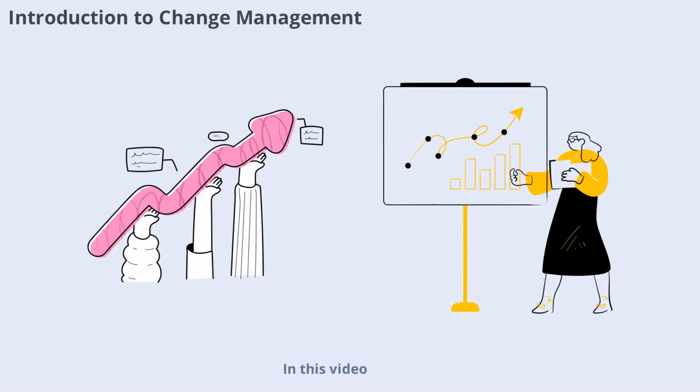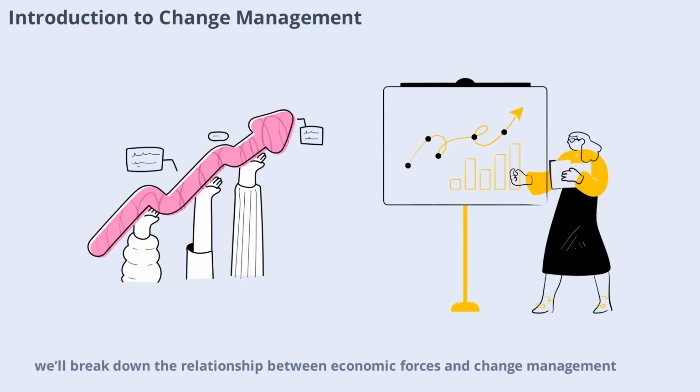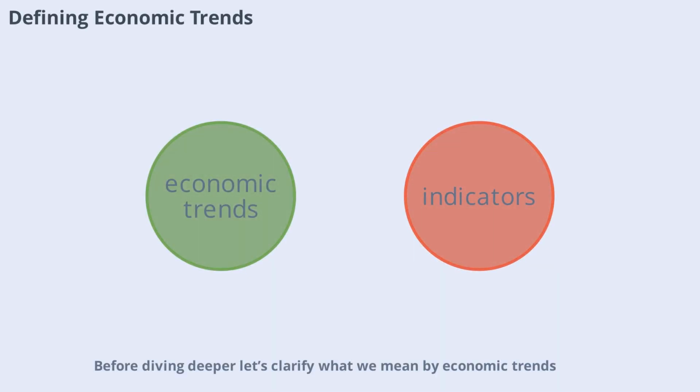In this video, we'll break down the relationship between economic forces and change management, providing real-world examples and actionable insights along the way. Before diving deeper, let's clarify what we mean by economic trends. These are patterns or shifts in the economy that can be observed over time, such as inflation rates, unemployment levels, or changes in consumer spending.